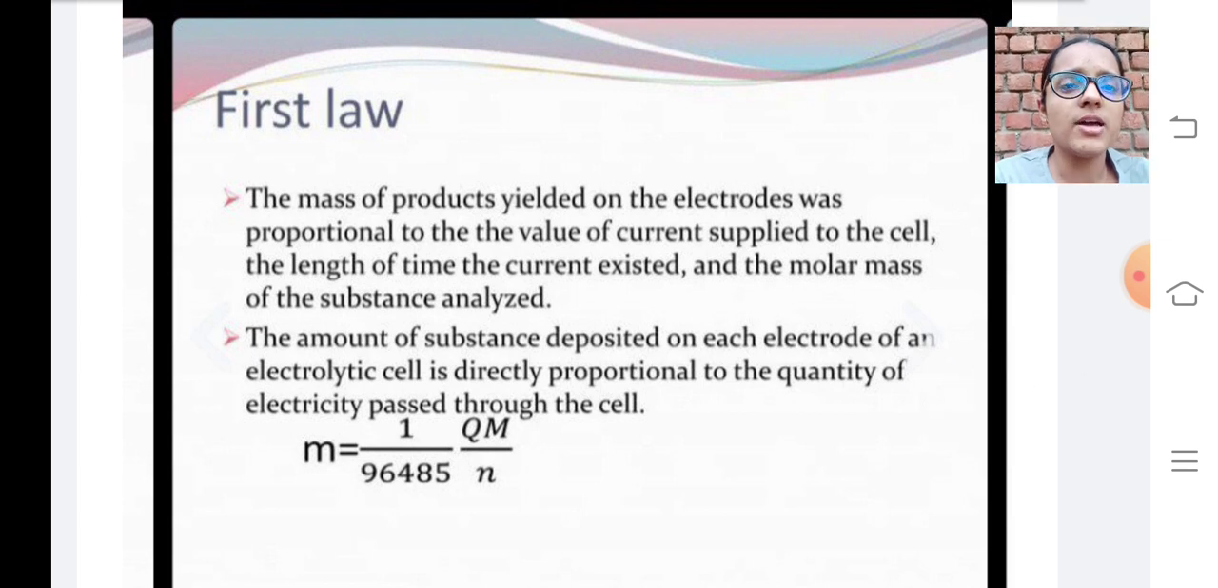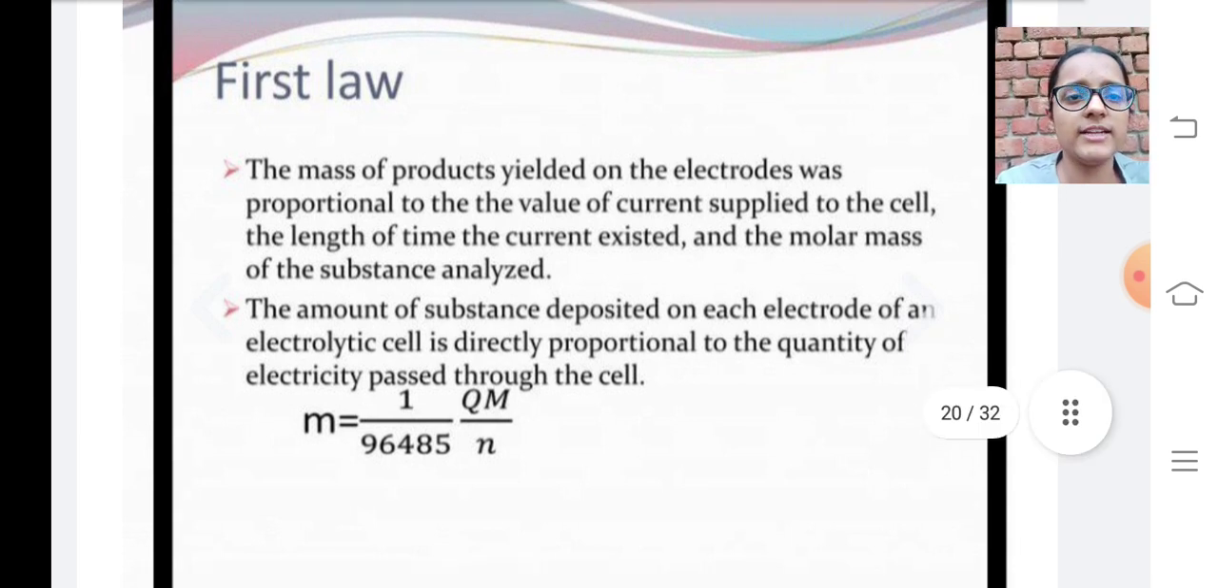It was the first law. First law: the mass of products yielded on the electrodes was proportional to the value of current supplied to the cell, the length of time the current existed, and the molar mass of the substance analyzed. The amount of substance deposited on each electrode of an electrolytic cell is directly proportional to the quantity of electricity passed through the cell. And this is the formula.